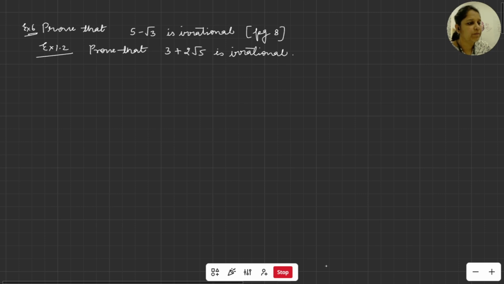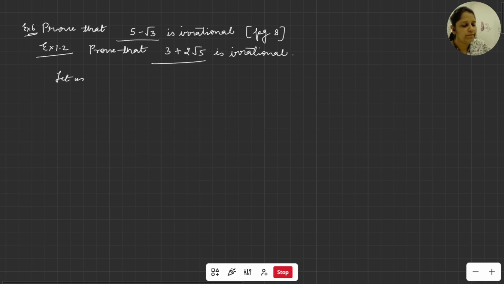See here, this is example number 6, which is given on page number 8. Prove that 5 minus root 3 is irrational. And then another similar question is of exercise 1.2, which says prove that 3 plus 2 root 5 is irrational. तो इसका भी मेथड सेम ही रहेगा. मैं फर्स्ट वाला क्वेश्चन सॉल्व करके दिखाती हूँ.